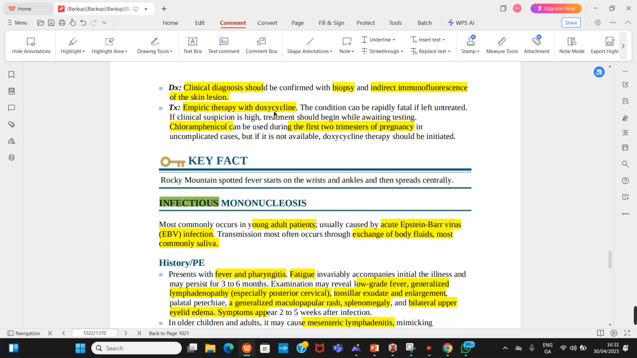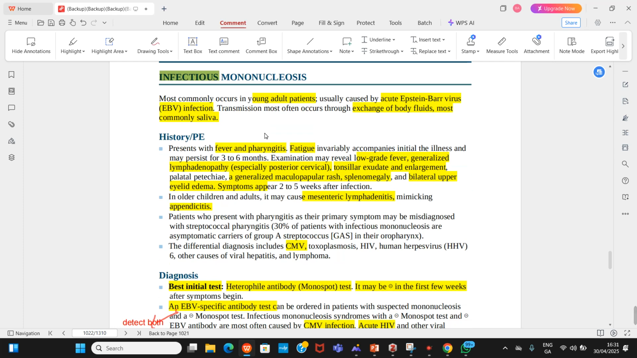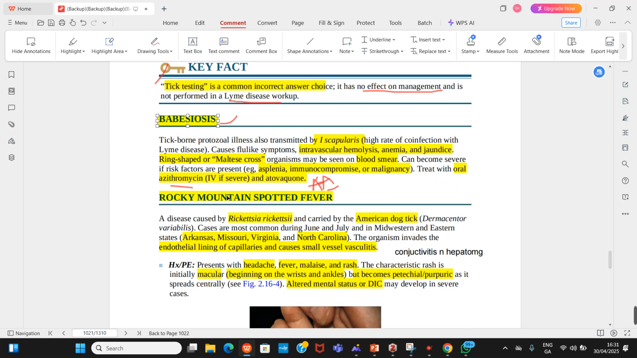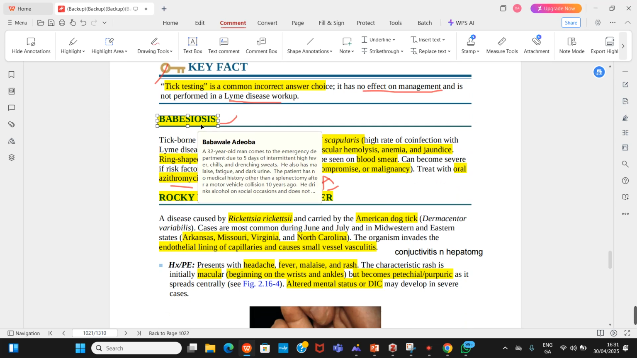So empiric treatment is always with doxycycline. But if they are pregnant, within the first 2 trimesters, you can use chloramphenicol. So chloramphenicol is very, very useful in the first 2 trimesters of pregnancy. So we've talked about the pattern of the spread of the rash. Please don't forget it. I don't think I have any question there. Okay.